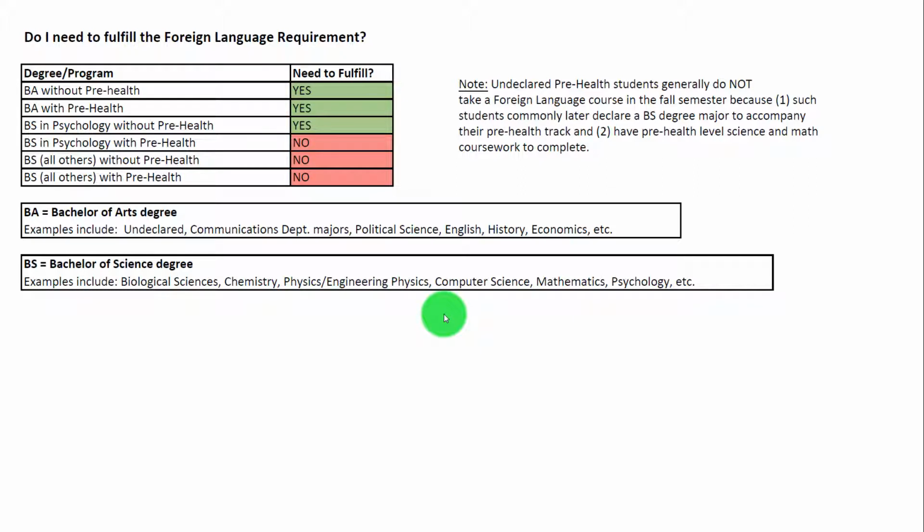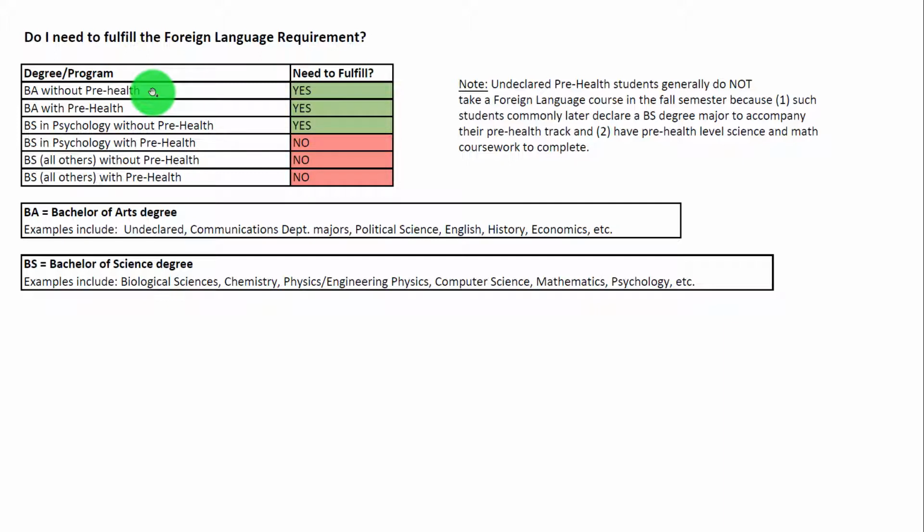In this video, we discuss the foreign language core requirement. And before we get into exactly what courses fulfill the requirement and how you fulfill the requirement, we're going to start at an even more basic level by talking about: do you need to fulfill the foreign language requirement? Because not all students, based on their degree or program, need to fulfill the foreign language requirement.